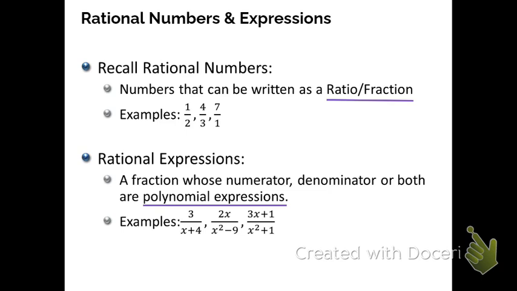Now, a rational expression is similar. It's going to be a fraction, but this time, instead of the numerator and the denominator both being integers, this time the numerator and the denominator are polynomials. So 3 over x plus 4. The 3 is an integer, but the x plus 4 is a polynomial. The 2x and the x squared minus 9, those are polynomials. So all of those three examples that you see here, these are all polynomial expressions in the numerators and denominators, which makes the fractions themselves rational expressions.